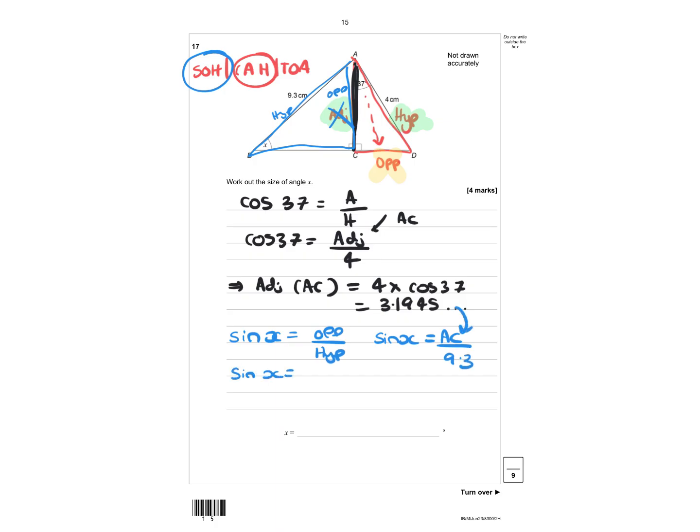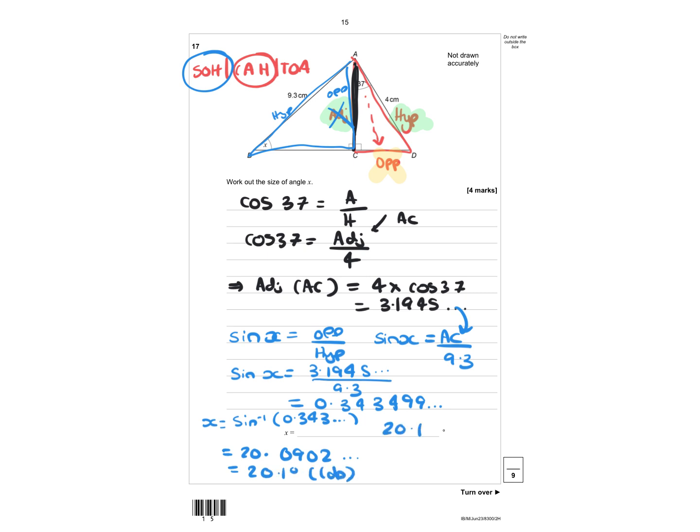So sine x is equal to 3.1945... divided by 9.3, which tells me that sine x is equal to 0.343499... And if we use inverse sine and the answer key to help us, x is equal to sine minus 1 of 0.343... That then gives us an answer of 20.0902... And I would round that to 20.1 degrees to 1 decimal place.